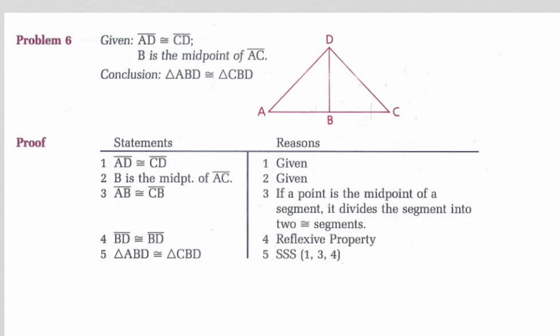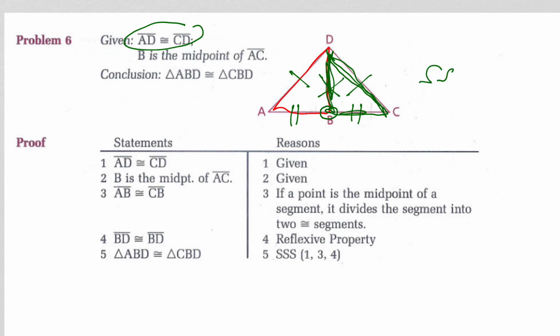Now here's a two-column proof based on these. So we want to prove that this red triangle is congruent to this green triangle. And right now it doesn't seem like we have any information, but then they tell us AD is congruent to CD. So that's one side. They also tell us that B is the midpoint of AC, so that gives us another pair of sides. And this BD side is part of both. So this is an SSS situation.